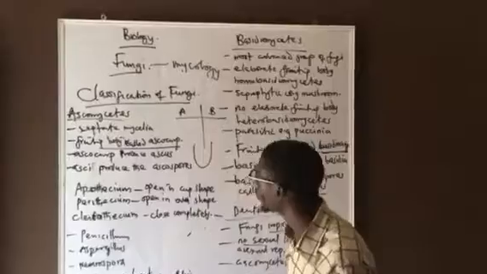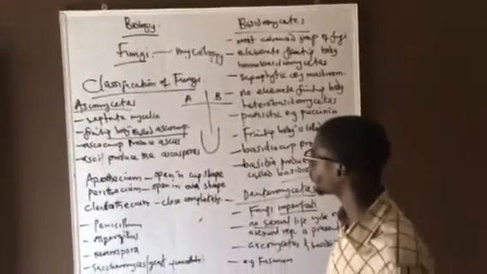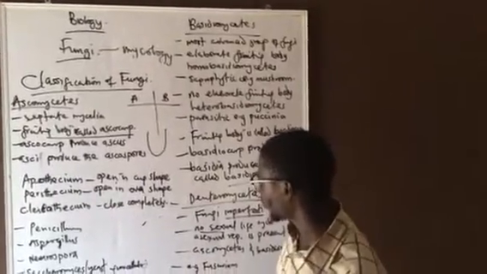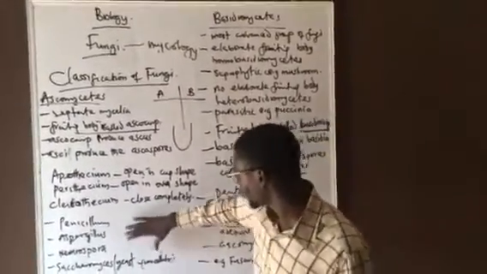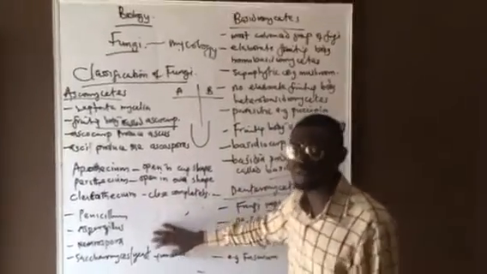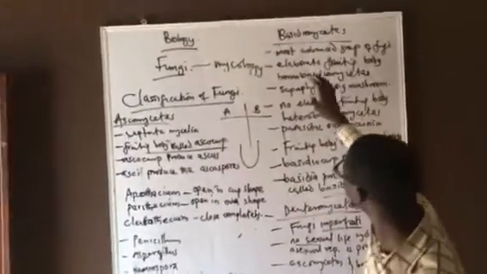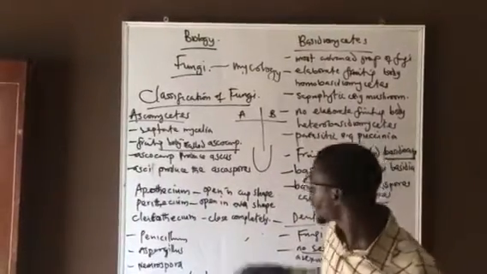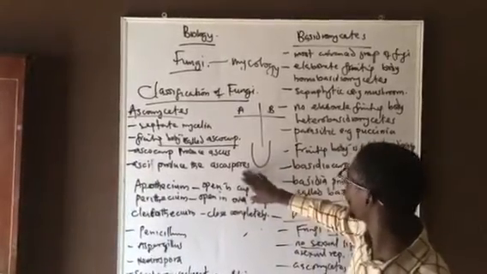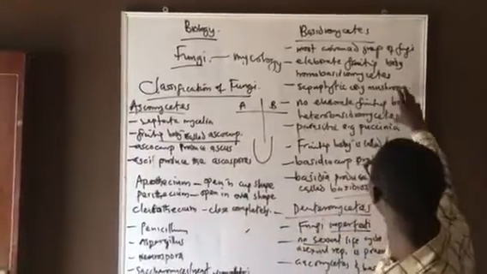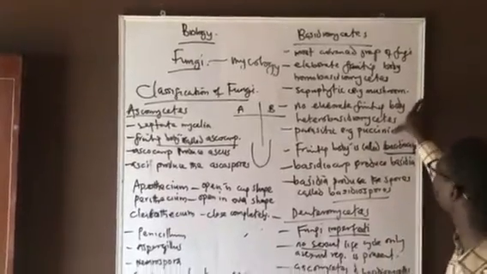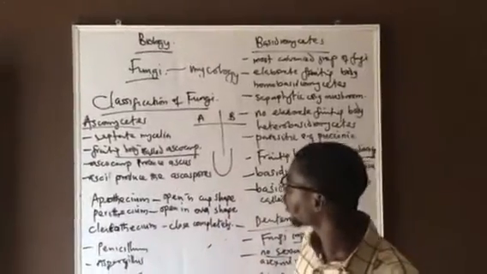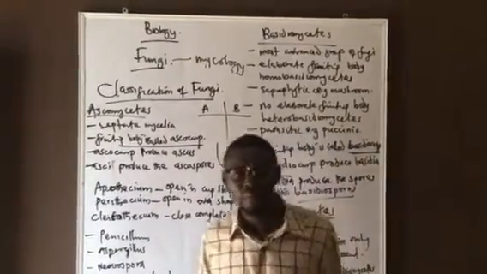When we talk about the Ascomycetes, we have some that are unicellular, and we have some that are multicellular. But in Basidiomycetes, they are all multicellular. So those are the differences between Ascomycetes and Basidiomycetes.